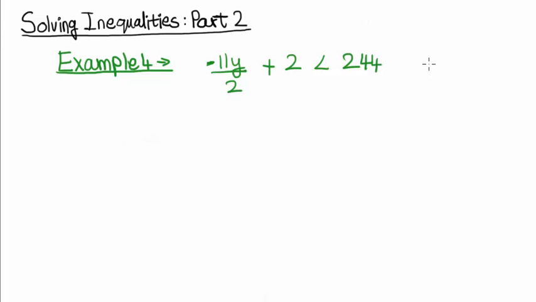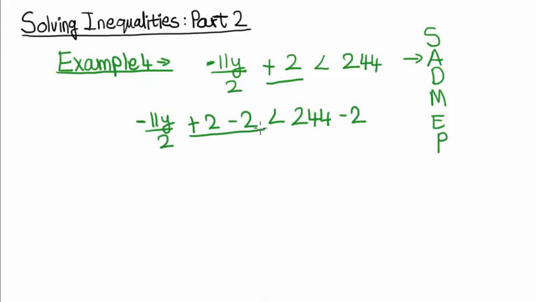So first I write down the SAD MAP mnemonic right over here. And then I realize the first thing that I need to get rid of in order to get the variable y all by itself is the addition term. And the addition term over here is the plus 2. So the inverse operation of plus 2 is subtracting both sides of this inequality by the number 2. So now these two terms over here cancel each other out to give me a plus 0, or more simply negative 11y divided by 2, which is less than 244 minus 2, or simply 242.